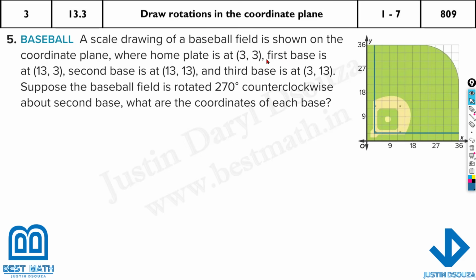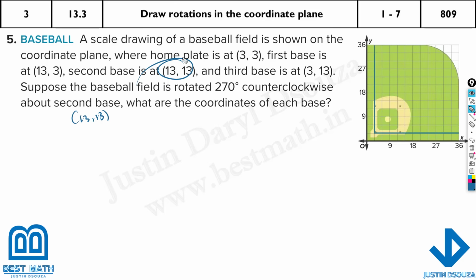It's just a real world problem. They have told about a baseball, a pitch is given over here, and home plate is 3,3, first base is given, second base and the third base are given. But they have asked you, suppose the baseball field is rotated 270 degrees counterclockwise about the second base. What is the point? You need to do it along this point. That is 13, 13. Now, if you're wondering whether it's positive or negative, just see whatever the value is given for the second base.